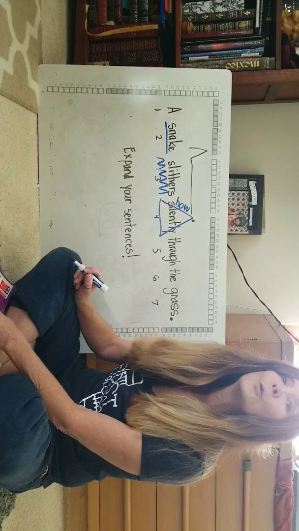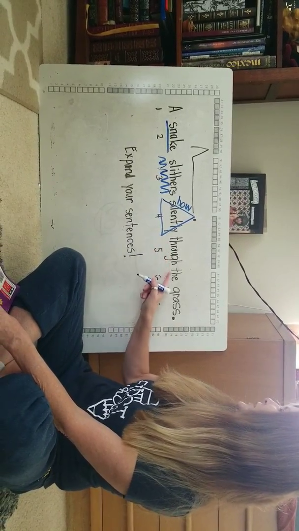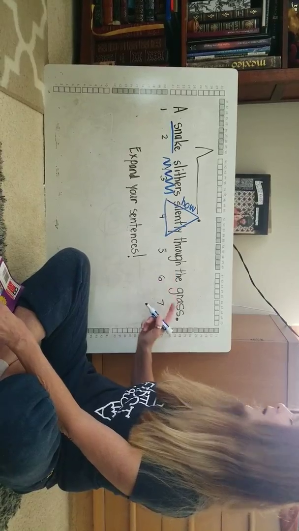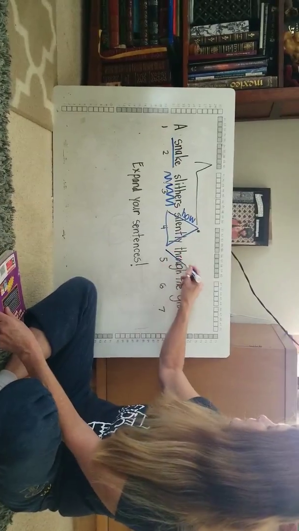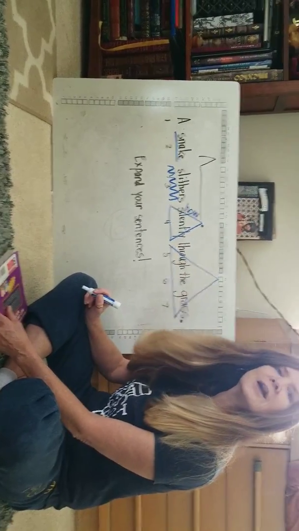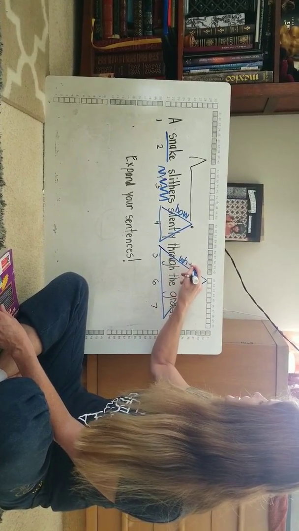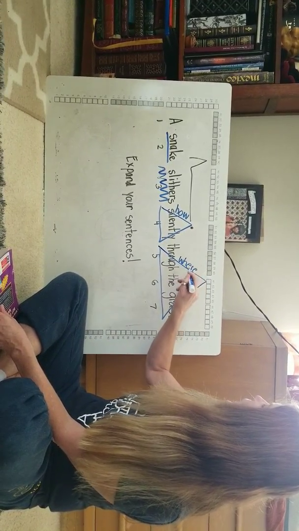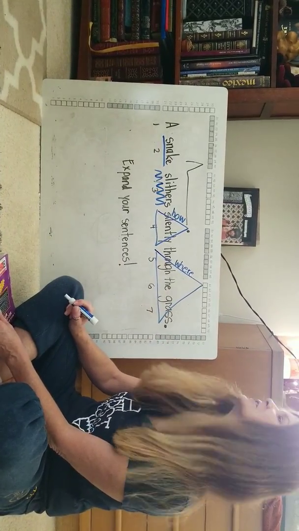And finally, where did the snake slither silently? These words here, I see the words through the grass. Those words tell me where the snake slithered. So I'll put a big triangle like that over those words. And I'll write the word where. W-H-E-R-E, where. On this triangle to show that's where the snake slithered.